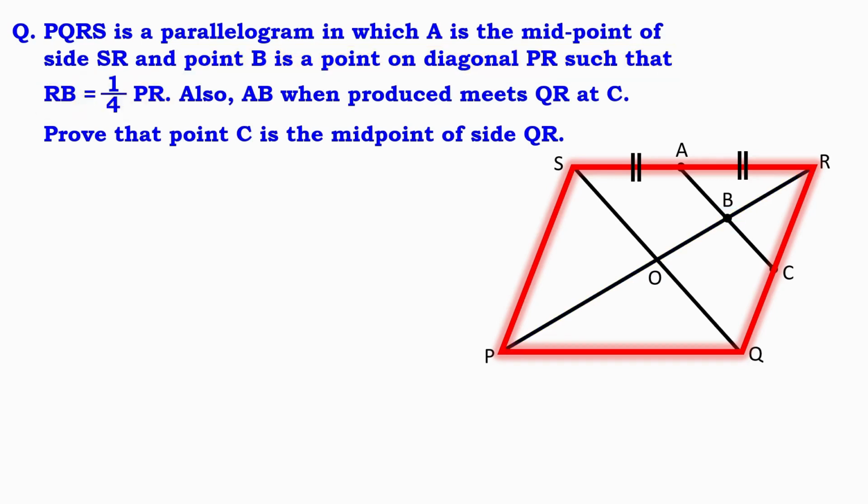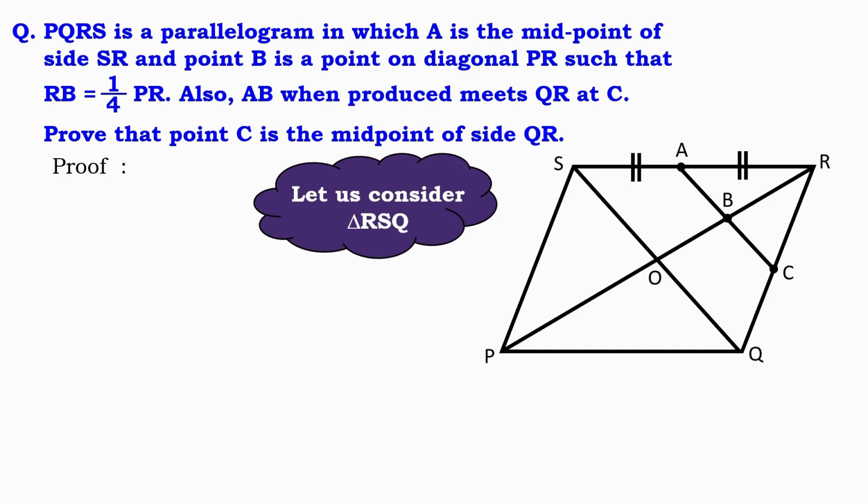Now we need to prove that point C is the midpoint of side QR. So what is point C? Point C is basically where AB, when produced, meets QR. So C is the midpoint of side QR, that we need to prove.